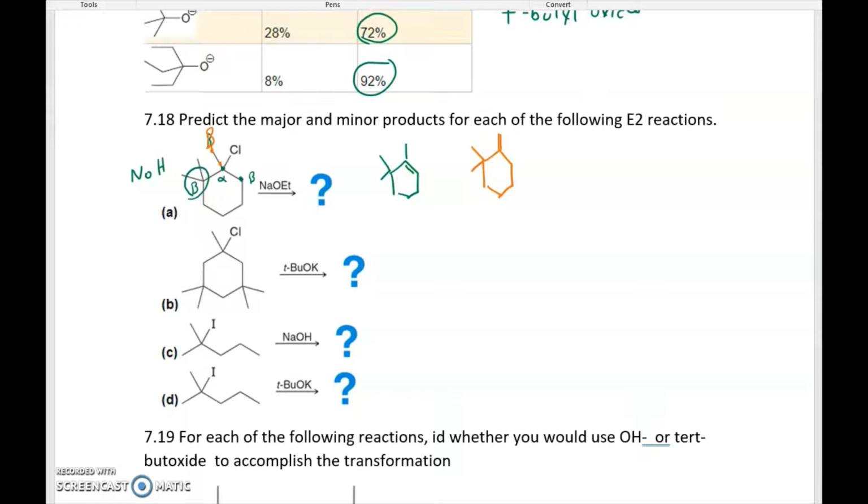This is going to be the minor product because it's the less substituted. It's the Hofmann. This is the major product. Let's go back to green. Major, and it's the Zaitsev.